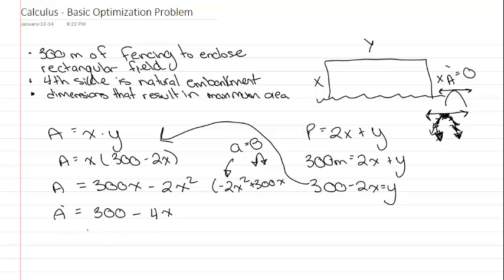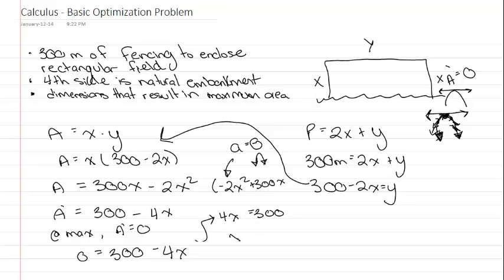And then because we know that we say at the max, A prime is equal to 0, so you have to state that. You say that 0 is equal to 300 minus 4x. Rearranging gives you 4x is equal to 300, and you don't even need to write that down, just write the final answer, x equals 75, which is of course 300 divided by 4.